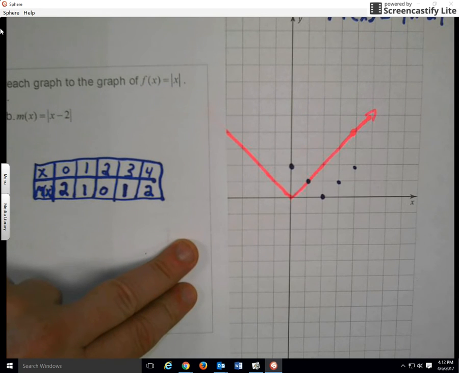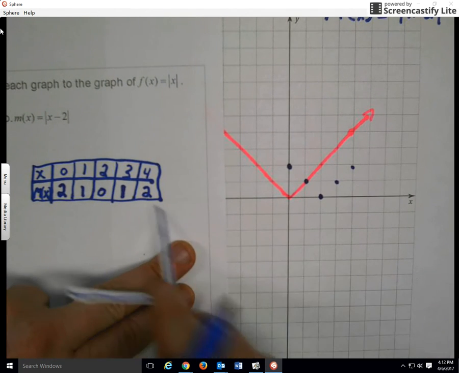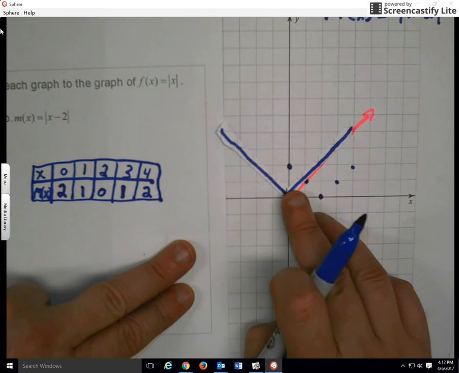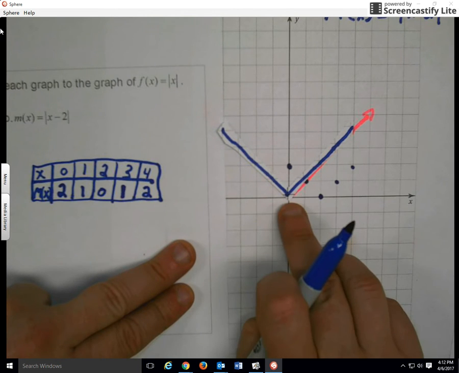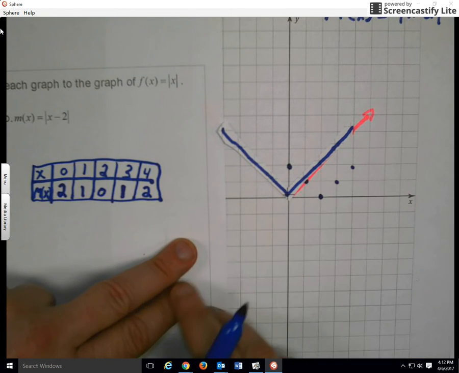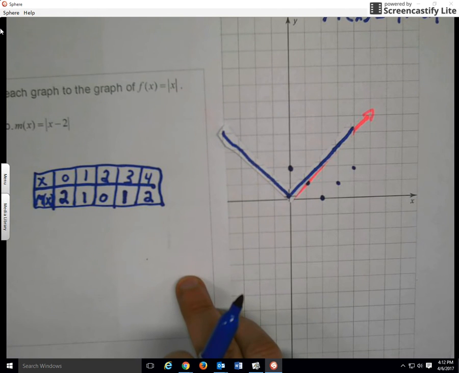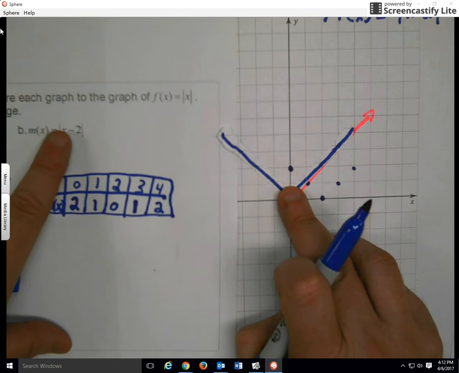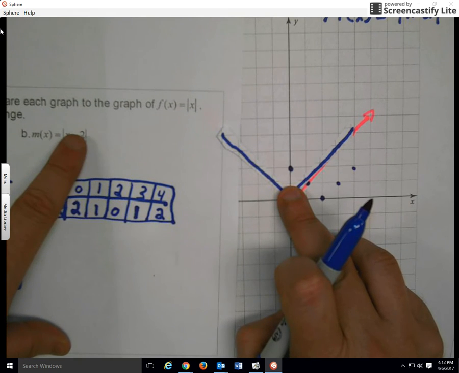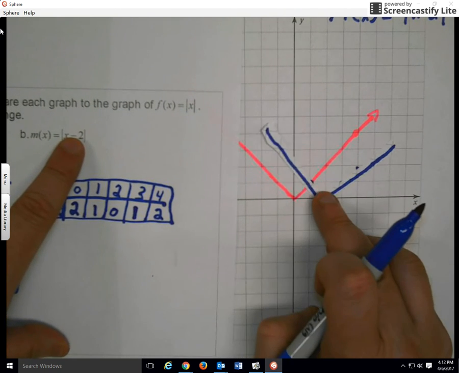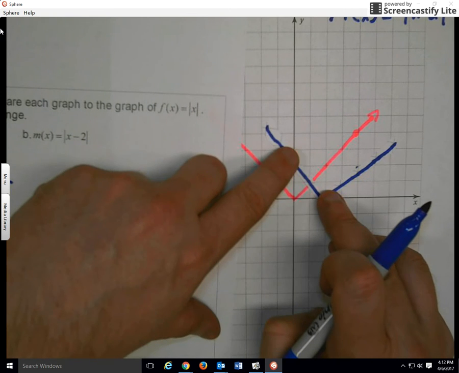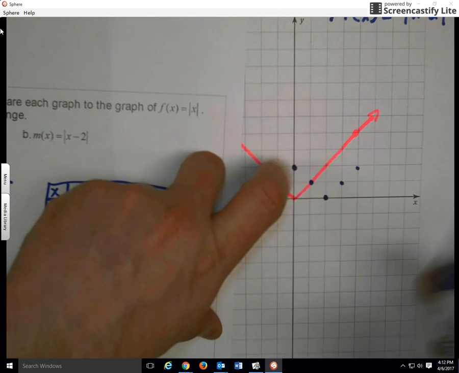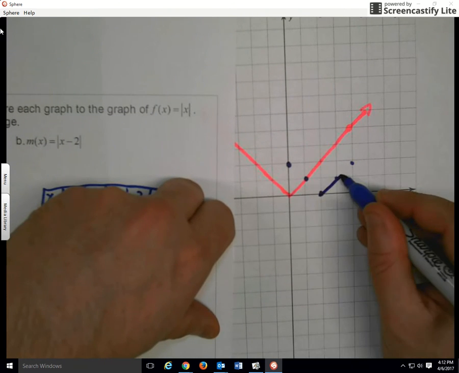But I find it easier than plotting each coordinate and then connecting the dots, just to take the vertex and move it over 2, because it says it's a transformation 2 units to the right, and then just keep the same slope. The slope is up 1 over 1, up 1 over 1, so just keep the same slope, up 1 over 1. To me, that's the faster way to do it.